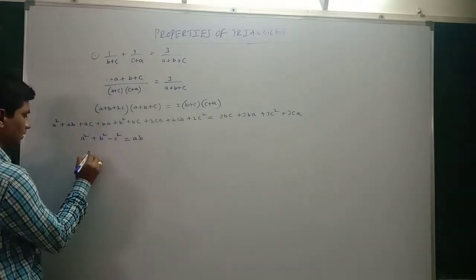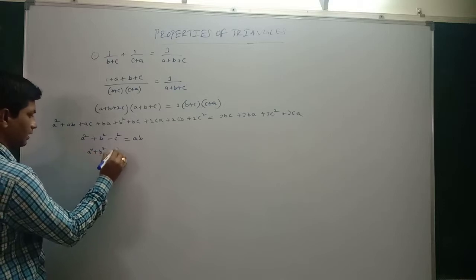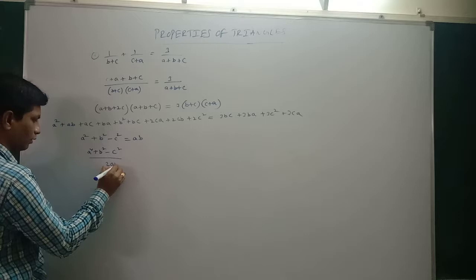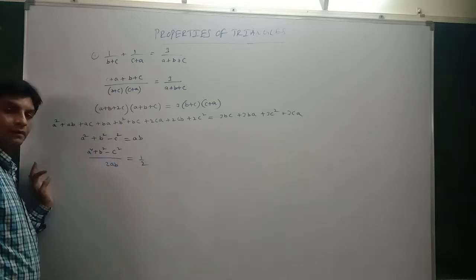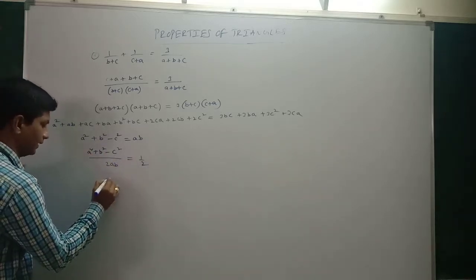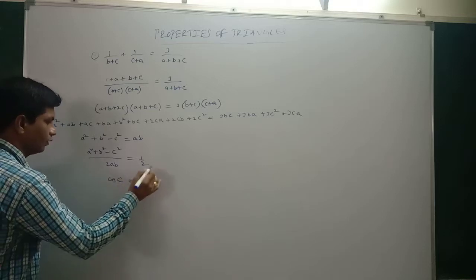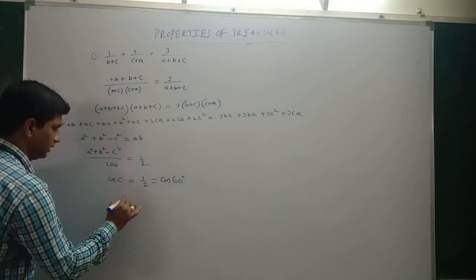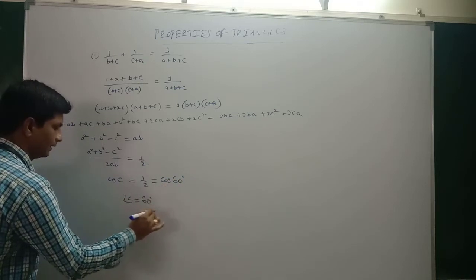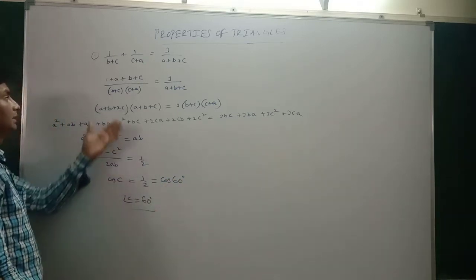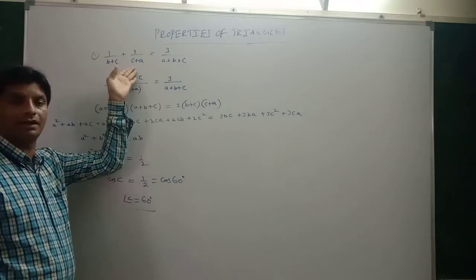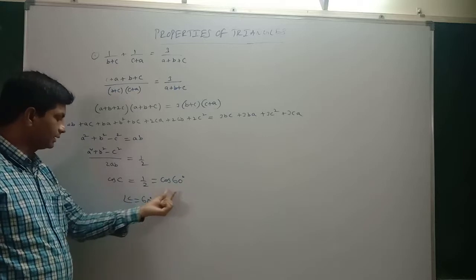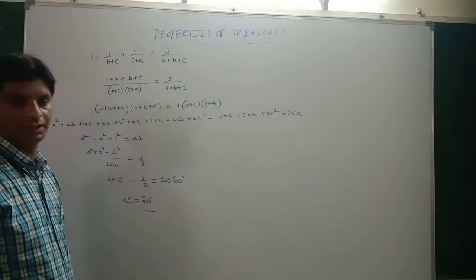Now again this is A square plus B square minus C square equals AB. Dividing both sides by 2AB, you will get 1 by 2. Now this is the formula for cos C. So cos C equals 1 by 2, and 1 by 2 can be written as cos 60 degrees. Therefore, what is angle C? 60 degrees. So this is the relation between the sides A, B, C. After simplification we got cos C equal to cos 60. Therefore C equals 60 degrees.